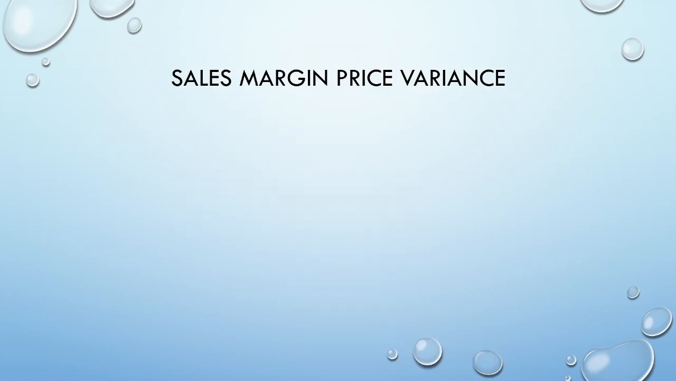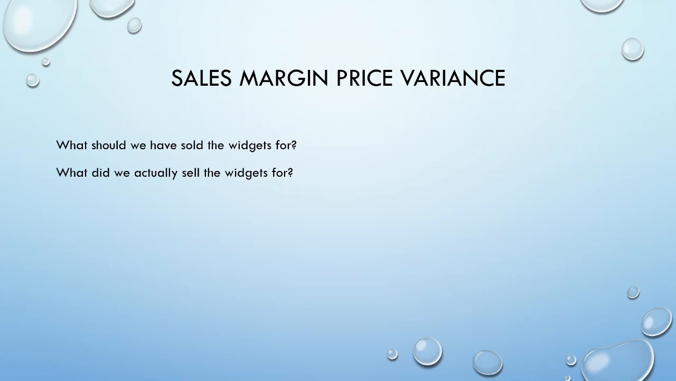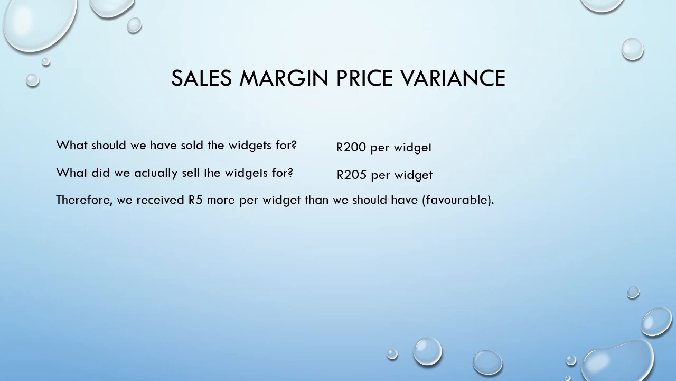Let's start with the easy one, the sales margin price variance. As I've already mentioned, the sales margin price variance is conceptually similar to the material price variance. We want to compare what we should have sold the widgets for to what we actually sold them for. Remember, we budgeted to sell the widgets at 200 Rand per widget. We actually sold them for 205 Rand per widget. Therefore, we sold the widgets for 5 Rand more than we should have.